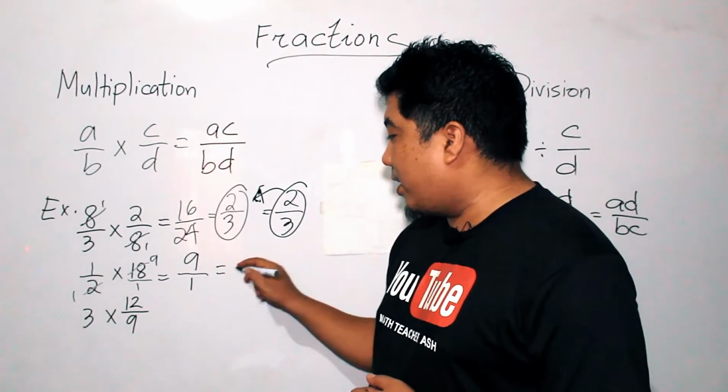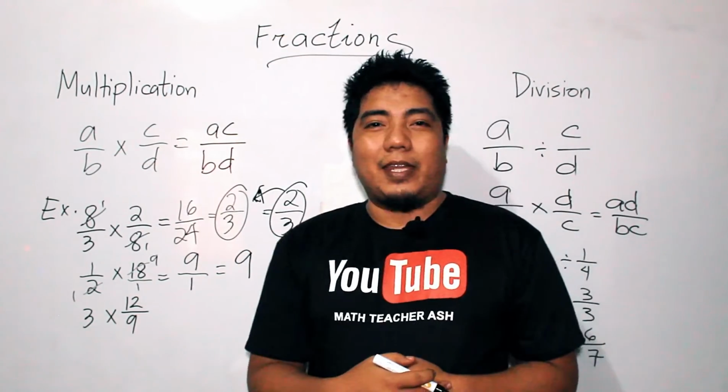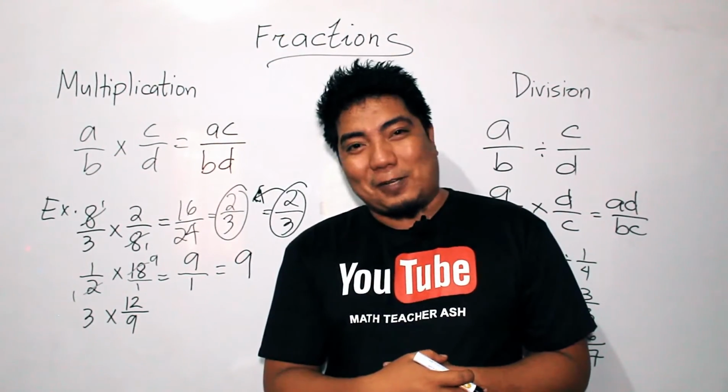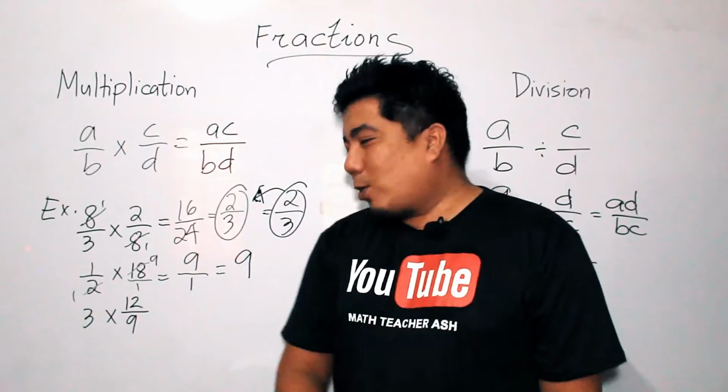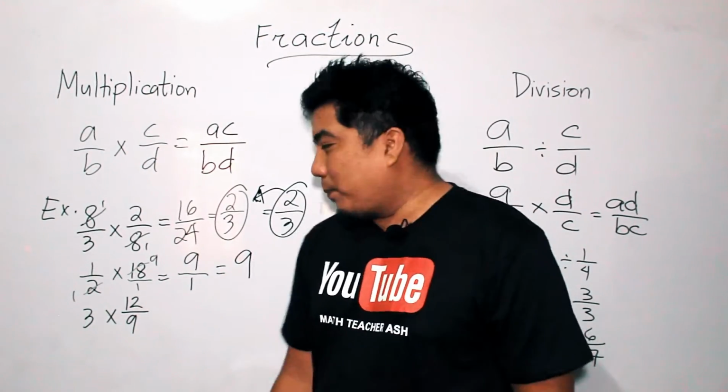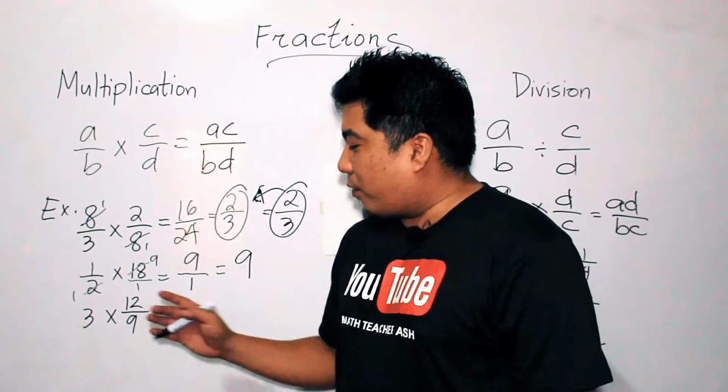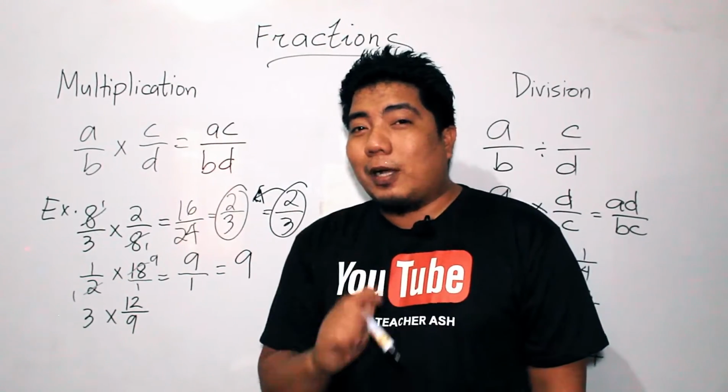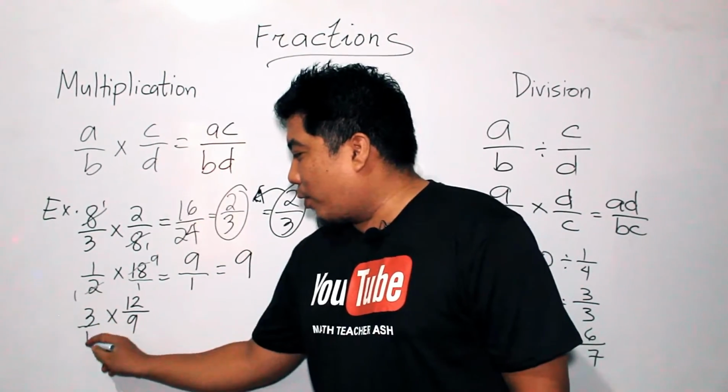9 over 1 is equal to 9. And that is your final answer. Easy, right? Now, let's go to our final example. We have 3 times 12 over 9. Remember that all whole numbers have an invisible over 1.